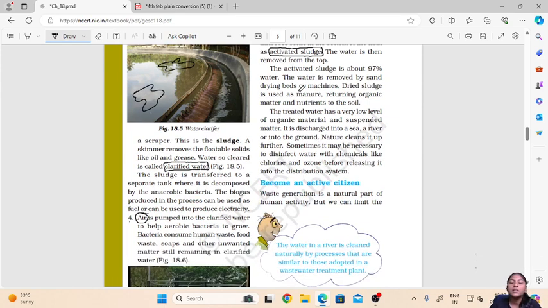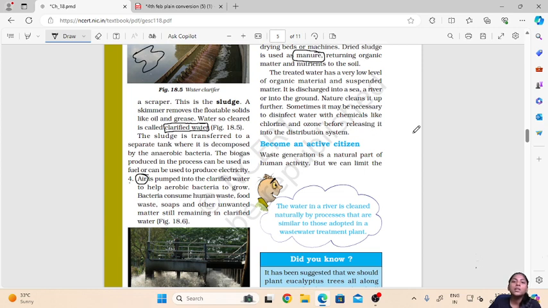Then the activated sludge is about 90% water. So then this sludge needs to be dried. The sludge is dried, or the water is removed, using sand drying beds or a machine. Now this dried sludge can be further used as manure. It can be used as manure for the plants, since the organic matter or the nutrients are transferred back to the soil.